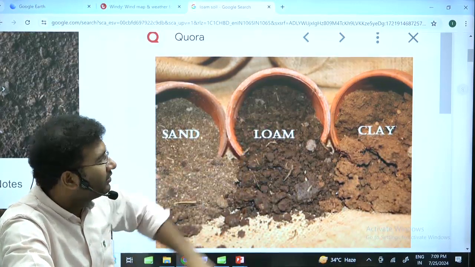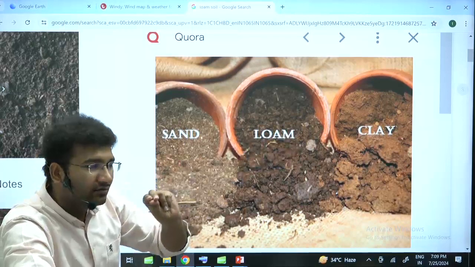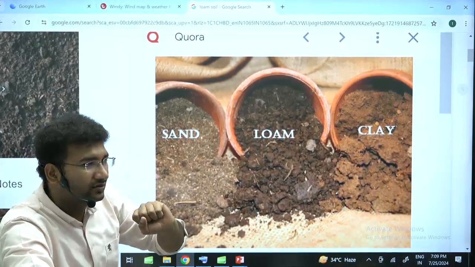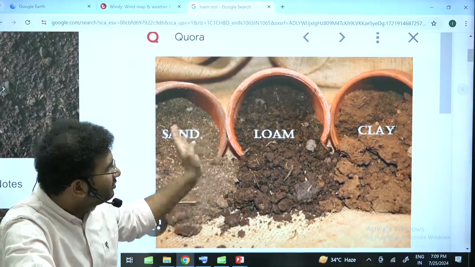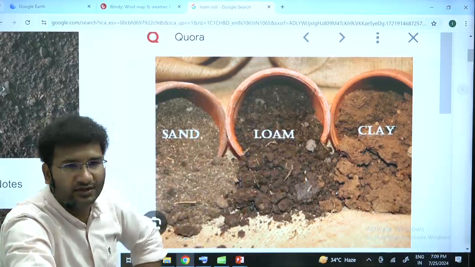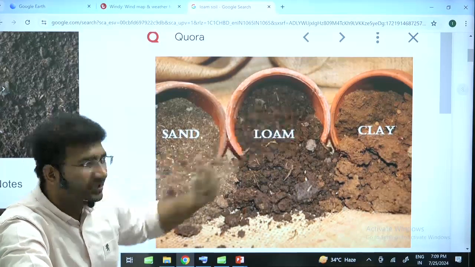Clayey, until and unless you are giving water to that, it is a soft soil. But stop giving water to it, it becomes hard soil. So every crop also depends upon what kind of texture. Groundnut always needs loamy soil. Sugarcane needs loamy. And in clay soil, rice can be grown.